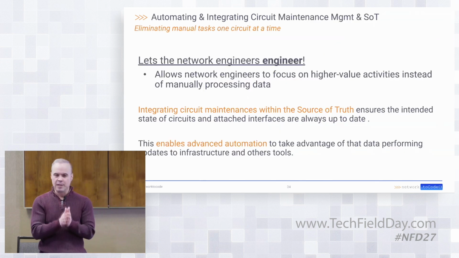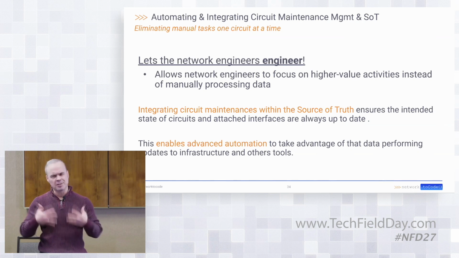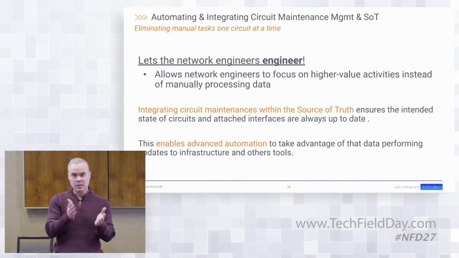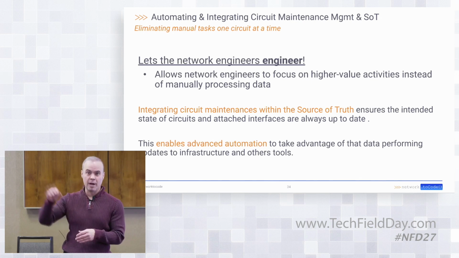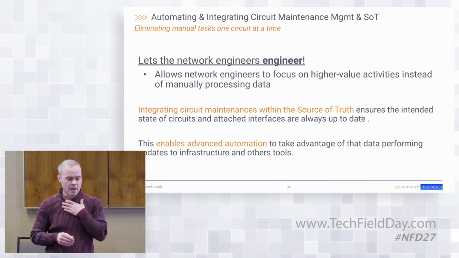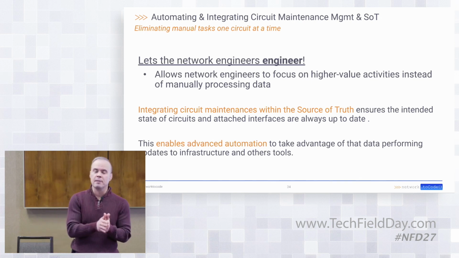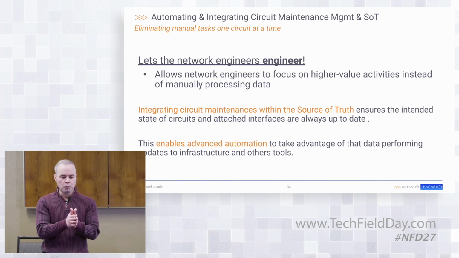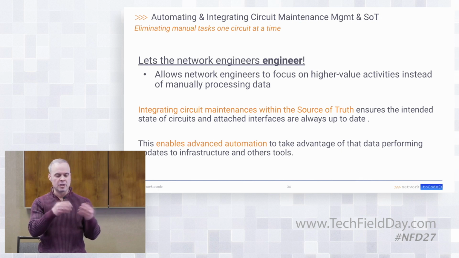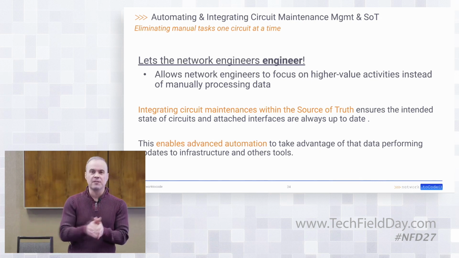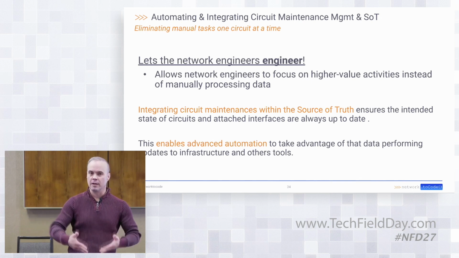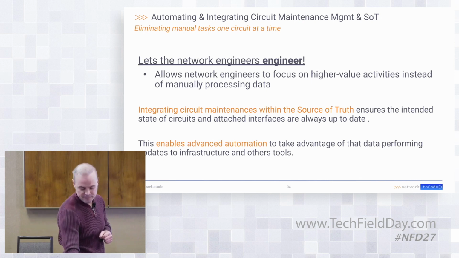So let's eliminate these manual tasks. Let your network engineers actually engineer. These are highly skilled people, and they're being called upon to do this manual data parsing just because they happen to understand the technology. Let's let them do higher value tasks. Additionally, integrating your circuit maintenances in your source of truth makes sure that the state of the circuits and your interfaces is always up to date. And then again, this allows advanced follow-on automation to help deal with the maintenance and take a lot of that workload off of the network engineers.